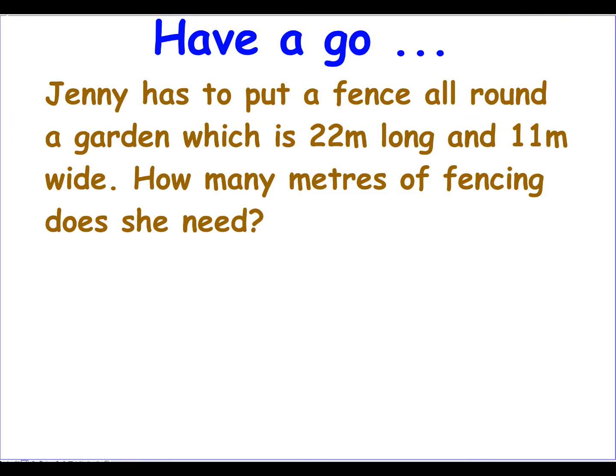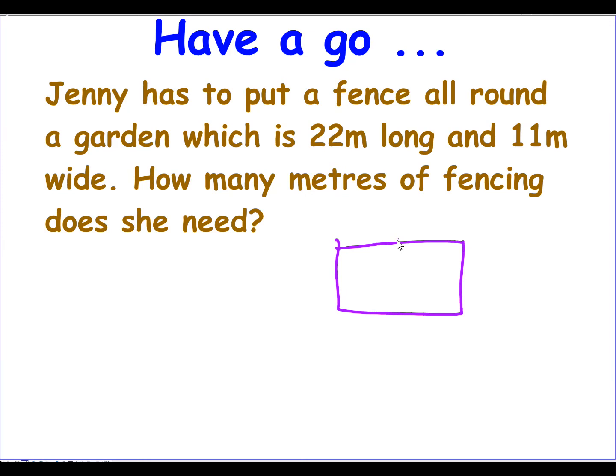Okay, sometimes they'll give you a perimeter question in functional skills that does not involve a picture. So here, Jenny has put a fence all around her garden, which is 22 metres long and 11 metres wide. How many metres of fencing does she need? So basically they're describing a rectangle.